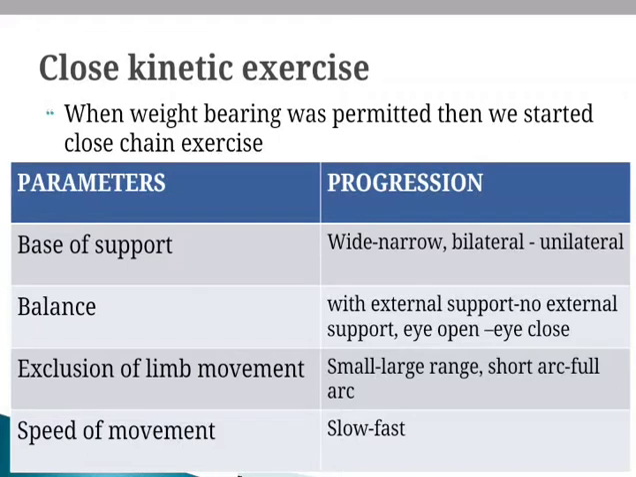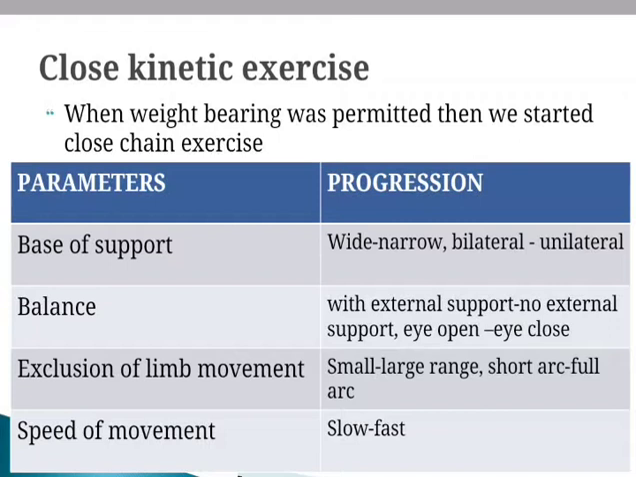So how can we progress? We give a patient a wide base, then we progress to a narrow base. Then from bilateral stand to unilateral: first we start with the patient in double leg standing, then progress to single leg standing. Then for balance, first we start with external support, then no external support. Then first we start with eyes open, then we do eyes closed.